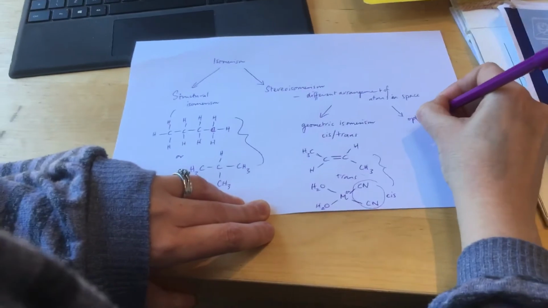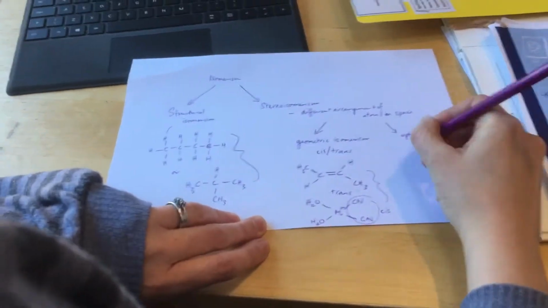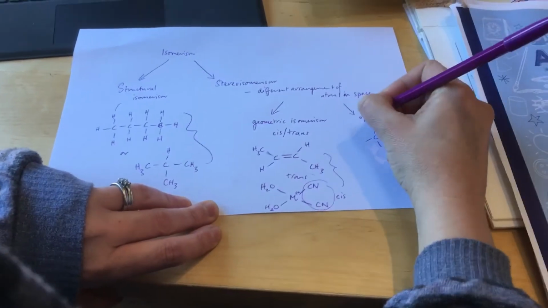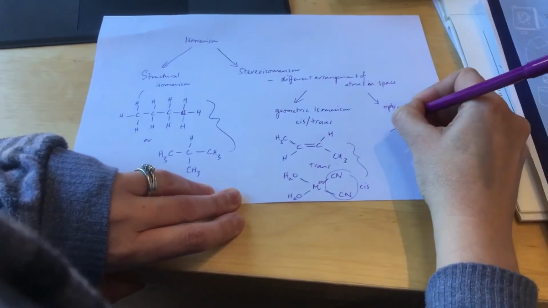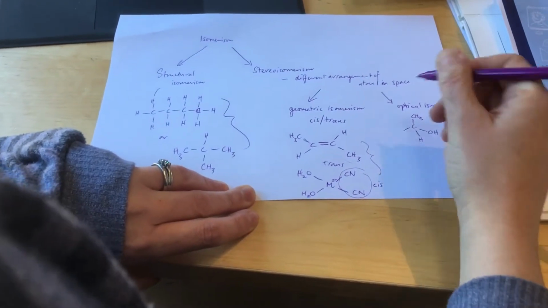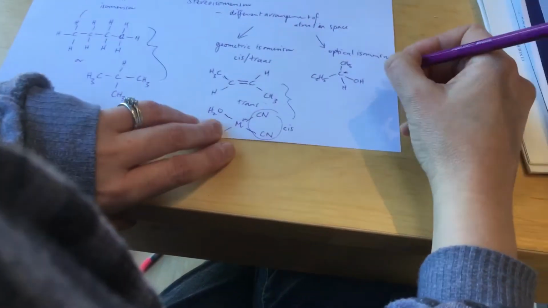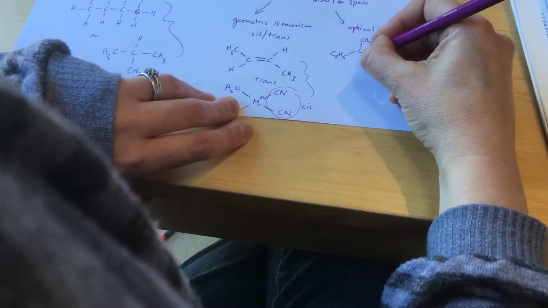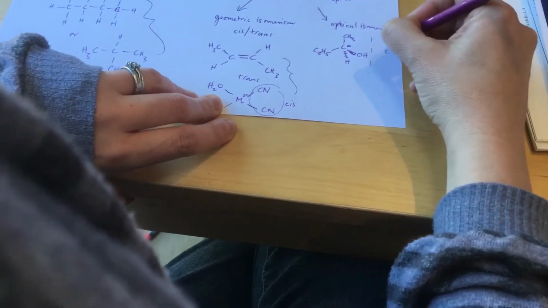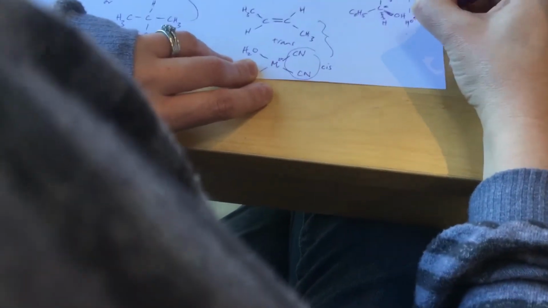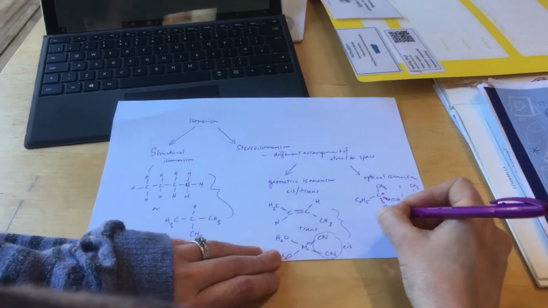The other type is optical isomerism. We saw this when we did organic chemistry, and you have four different groups. So you might have CH3, OH, H, C2H5. That would be a chiral compound, because if I draw a mirror image of it, the mirror image is not superimposable on it. So there's the OH, I just draw it out like this, and those two would rotate plane polarized light in different directions.